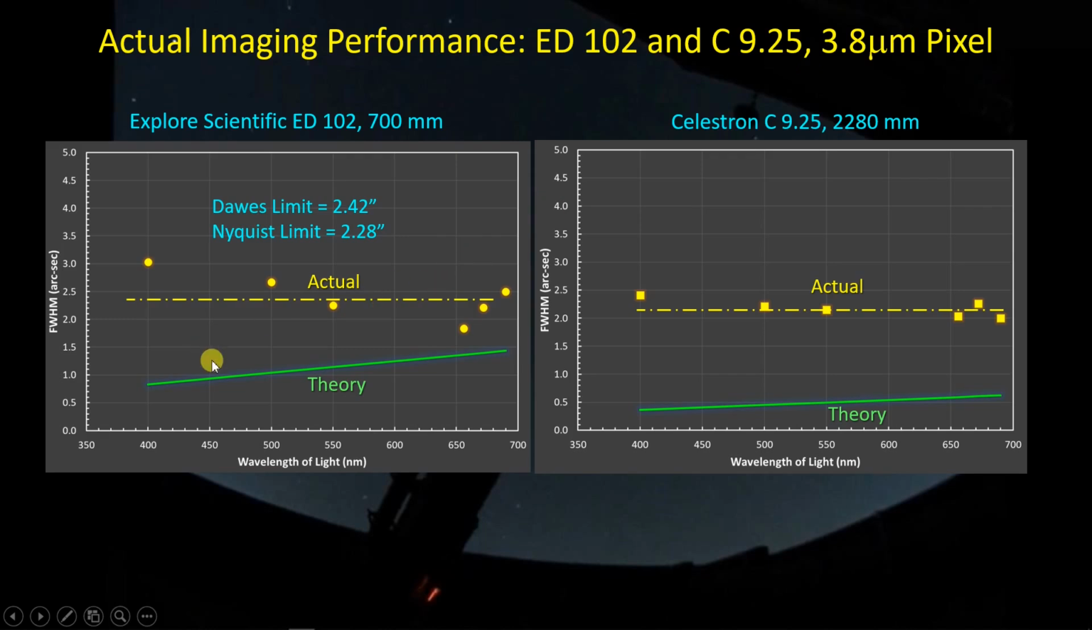This telescope, this optical system, is actually operating at a near optimum condition based on the guiding and seeing and all those effects that push this yellow line above the theoretical green line. There's really not much I can do to improve the performance of the ED102.